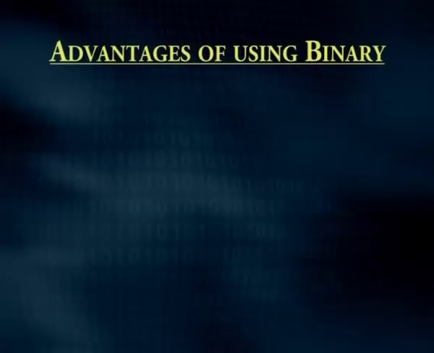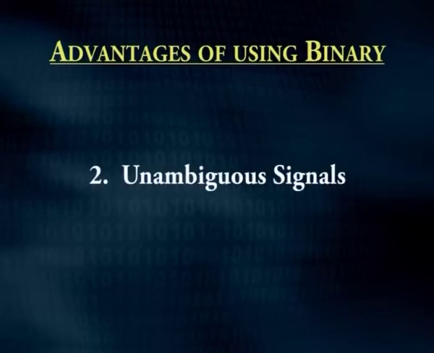The same is true for the tiny devices inside a silicon chip. On-off switches are relatively easy to fabricate. Easy to build means that the devices are cheap, small and reliable, and millions of them can be put in a small area. Now, the second advantage of binary is unambiguous signals.